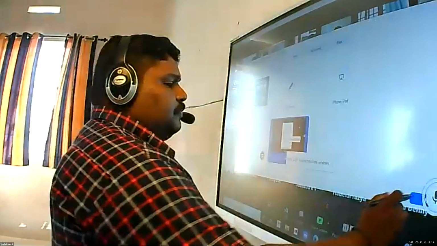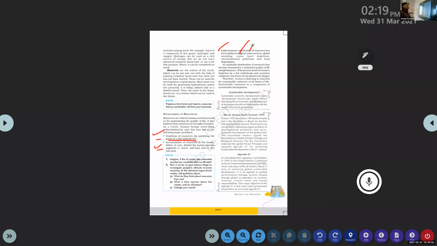So without sense we are utilizing the resources, what will happen? It will lead to a number of ecological problems. Okay, environmental problems. What are they? Global warming, ozone layer depletion, environmental pollution, and land degradation. These are the problems due to over utilization of resources or indiscriminate use of resources. Okay, so I would like to ask a question to you people.